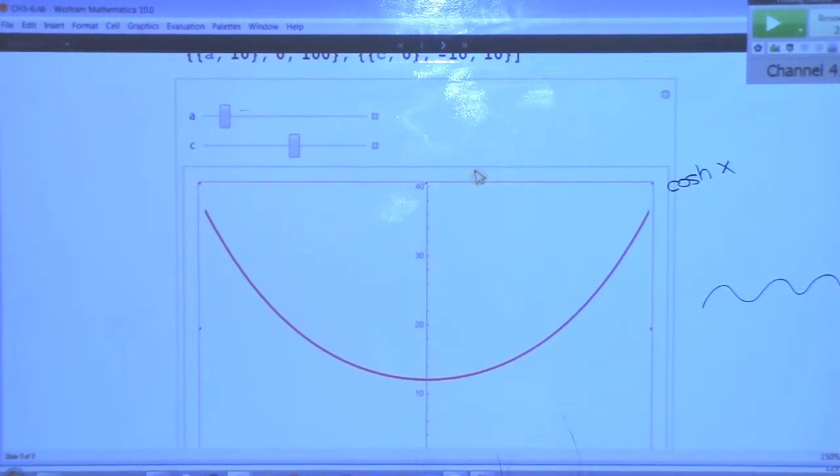Where would we use a function like this? It looks like a parabola, right? I mean, pretty much. So let me see if I can do this. Let me try it with this. I don't know if this will work.